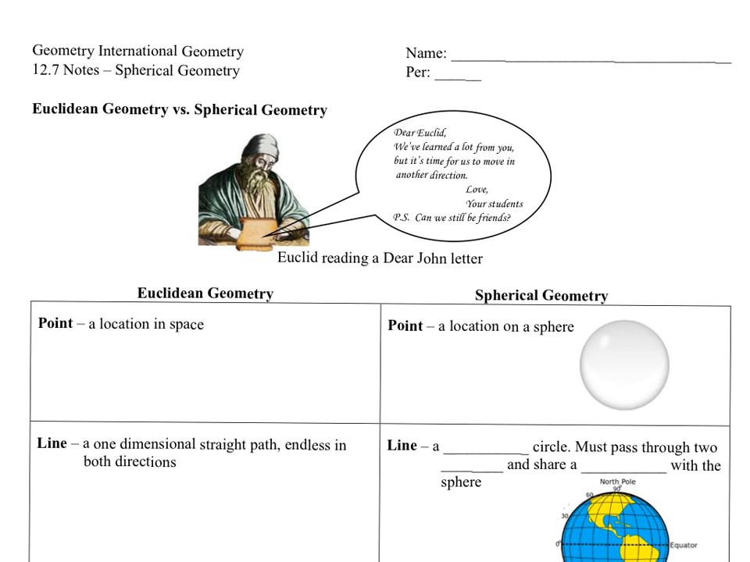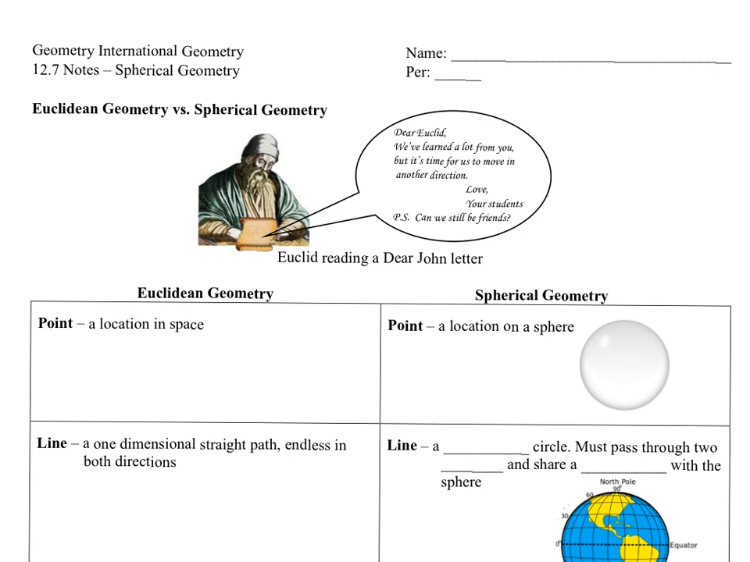In fact, here's a picture of Euclid reading a Dear John letter. If you don't know what a Dear John letter is, that's a breakup letter. So our letter says the following: Dear Euclid, we've learned a lot from you, but it's time for us to move in another direction. Love, your students. P.S. Can we still be friends? I hope so, because we're going to get back to Euclidean geometry after today.